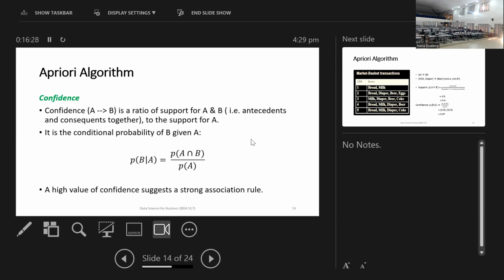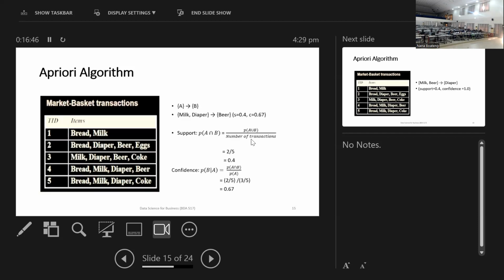So if you are choosing between two items and one has a higher confidence, you want to choose that one because that one is stronger. All right, that one is stronger.